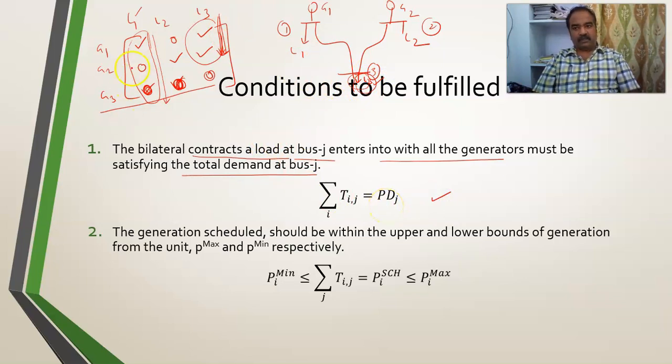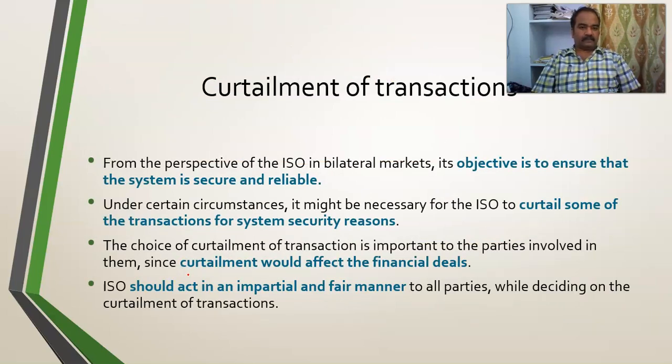The second condition is that whatever generation is offered by generator 1 must not exceed the physical limits of the generator. The generation schedule should be within the upper and lower bounds of the generation for the unit. So whatever is offered in a particular row, the summation of a row must not be beyond the limits of the generator. So these two conditions are to be satisfied: the generation should not be violated at any machine, and loads must be met. These two conditions are predominantly to be satisfied in all the bilateral transactions.